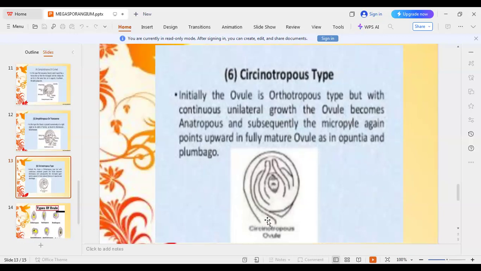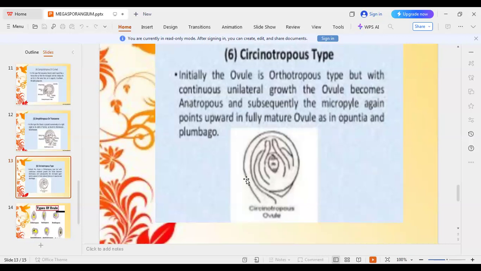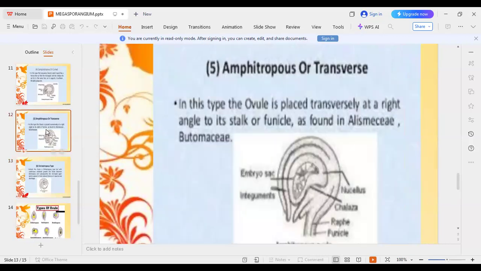At first it was like this, but when it keeps turning round, the micropyle also can go upward to that straight line, and the nucellus and the axis can be completely inverted. So the curvature continues and the ovule turns completely, and once again the micropyle can face the upward position. So this is found in Opuntia and Plumbago.